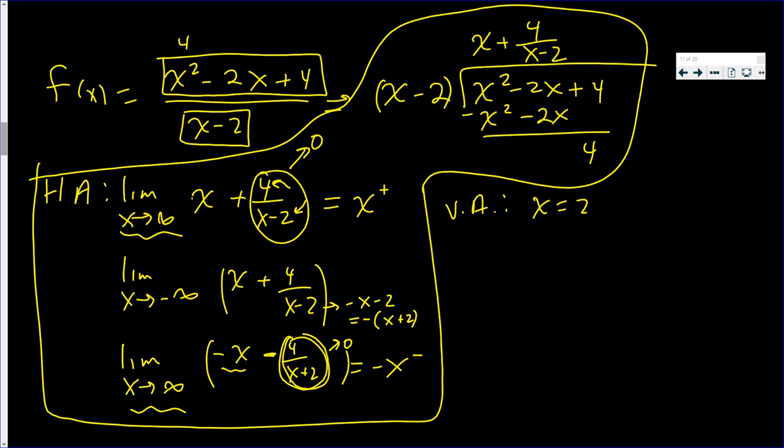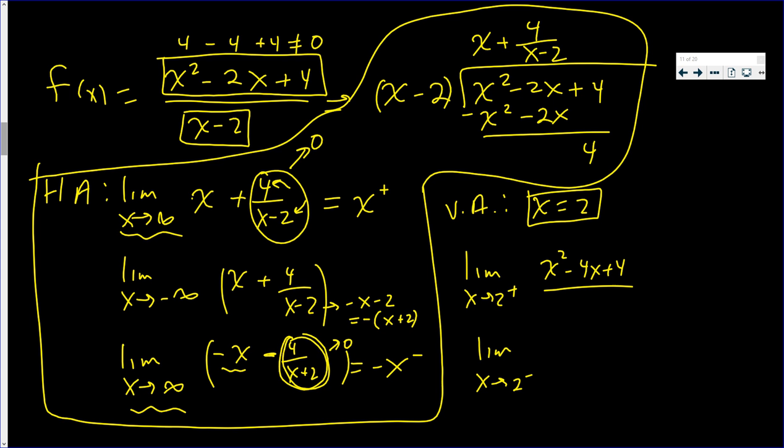2 squared is 4, minus 2 times 2 is 4, so that's 0. And when you add 4, I don't really care what you get, but you don't get 0. A vertical asymptote is an x value that makes the denominator 0, but not the top. So fortunately, we only have one of them. So we need to do this limit game for just one x value, 2. And it's always, the limit as x goes to 2 plus in this case, and the limit as x goes to 2 minus of x squared minus 4x plus 4 over x minus 2.